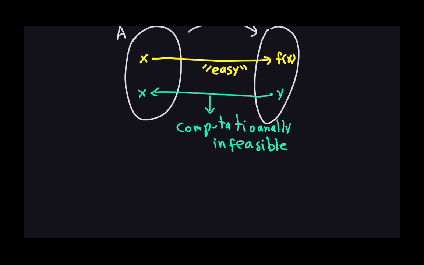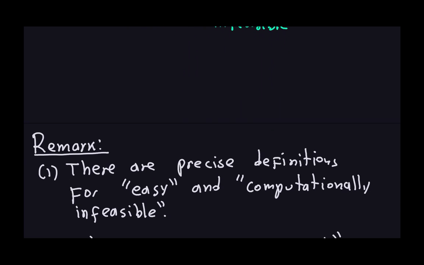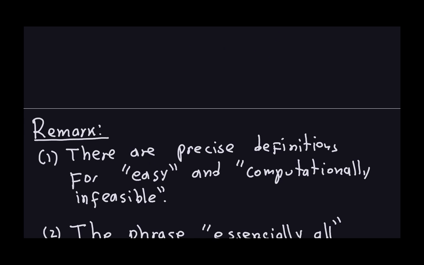So what I want to do now is talk a little bit about the terms that I call easy there. So let me put this remark here. As I said before, there are precise definitions for easy and computationally infeasible. The reason we don't talk about that is because that's going to distract you from the actual concept of being a one-way function. And I probably won't tell you what this is mathematically. Just think about it like that, and that will be enough for the class.